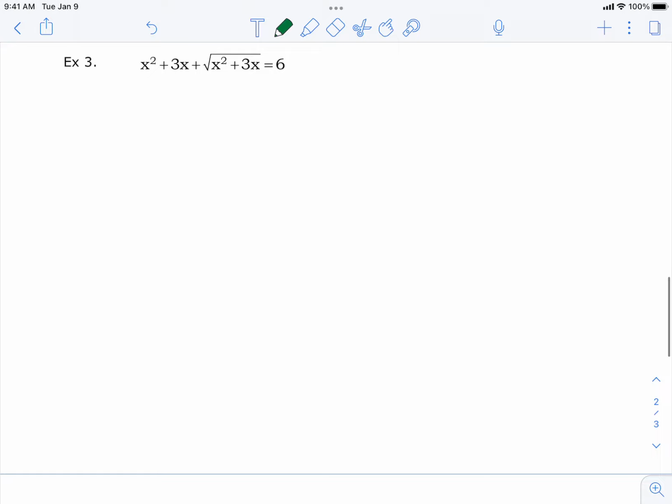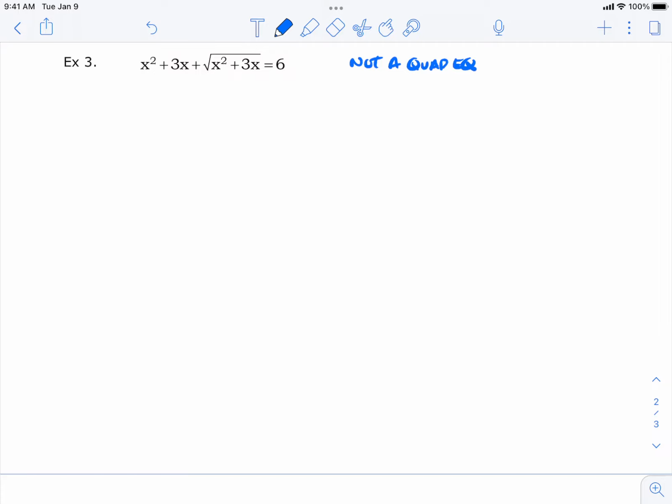Example 3. Now this is an example of an equation that is definitely not a quadratic equation. It's not a quadratic because even though it starts with x squared, having this square root here really messes it up. So that's not a quadratic equation. Let's just write that right away. Not a quadratic equation.